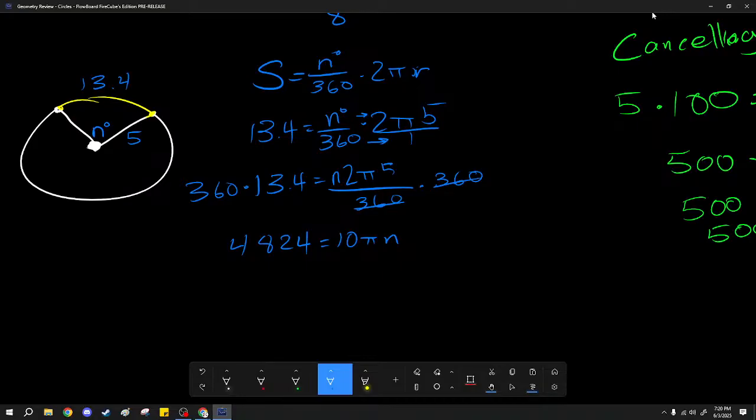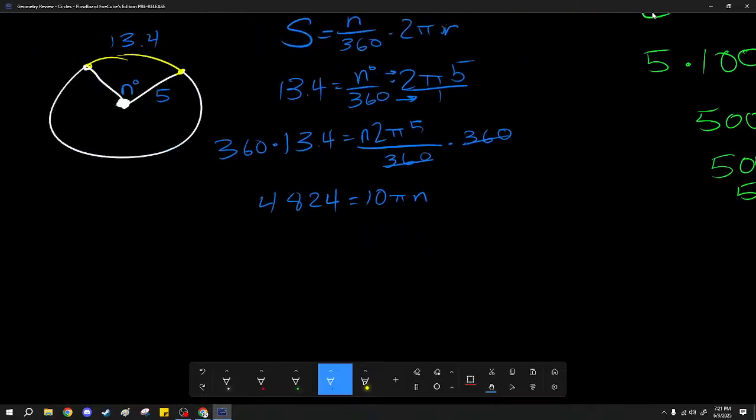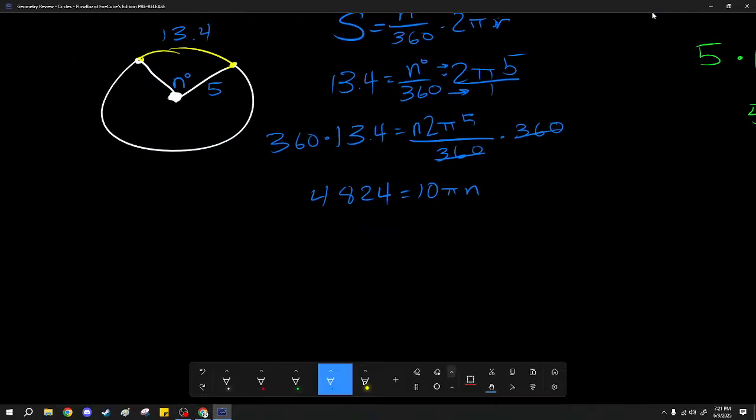I know pi can seem like it's another variable and you're not sure, but it's just a number. It's just a symbol that we use for a number. So anytime we want to get rid of something that's multiplying to your variable, just like here, I have 5 multiplying to my variable, I need to get rid of it. I divide both sides by 5. I have 10 pi multiplying to my variable. If they're multiplying, I must do the opposite, which is divide.